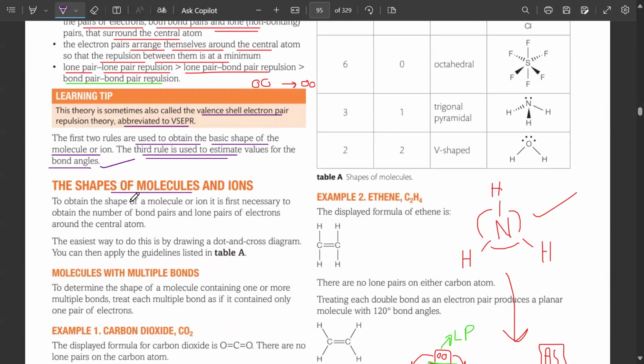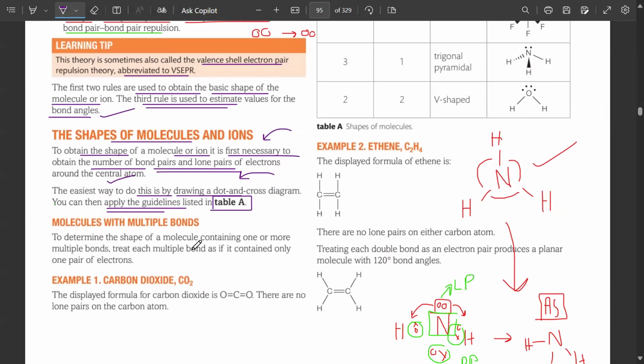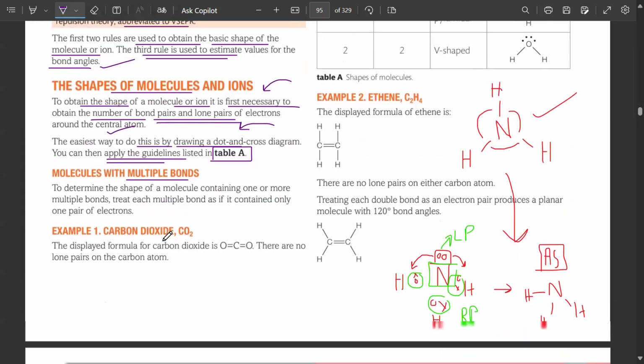The shapes of molecules and ions: to obtain the shape of a molecule or ion, it is first necessary to obtain the number of bond pairs and lone pairs of electrons around the central atom. It is always important that you first find out how many bond pairs and lone pairs there are. And the easiest way to do this is by drawing a dot and cross diagram. You can then apply the guidelines listed in table A as well. What about molecules with multiple bonds? Many molecules contain multiple bonds. If they have more than one pair of electrons, obviously they would be participating in more bonds as well.